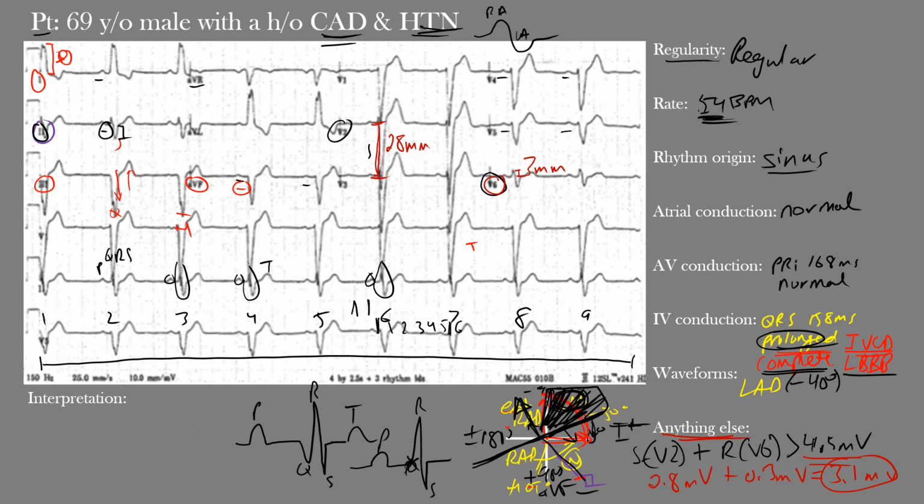Now, what we want to look for here, and you may have noticed, is that there's poor R wave progression in those precordial leads. And one cause of poor R wave progression is actually left bundle branch block. So let's look at that poor R wave progression just so you understand that concept.